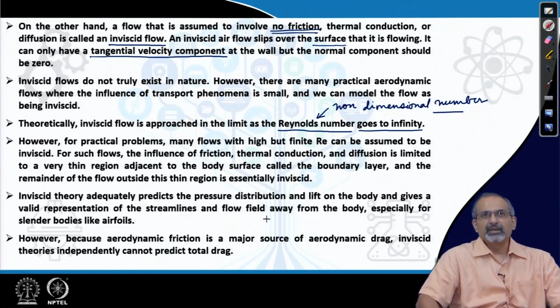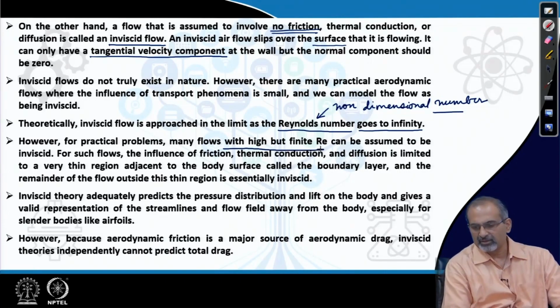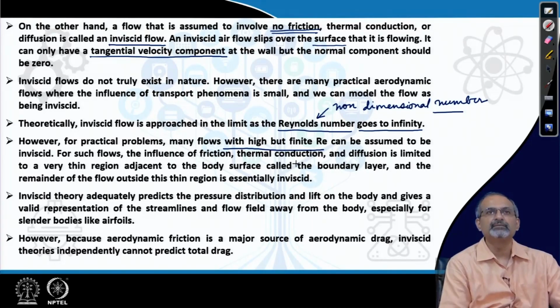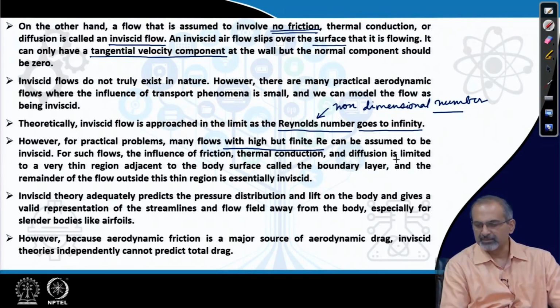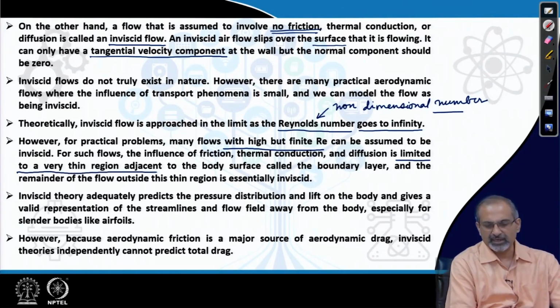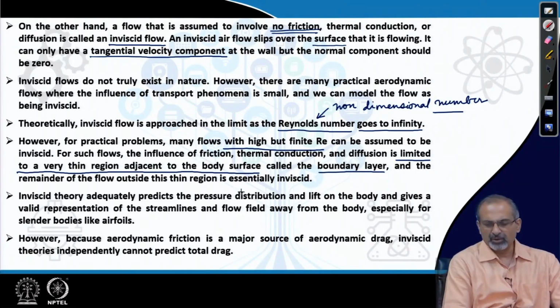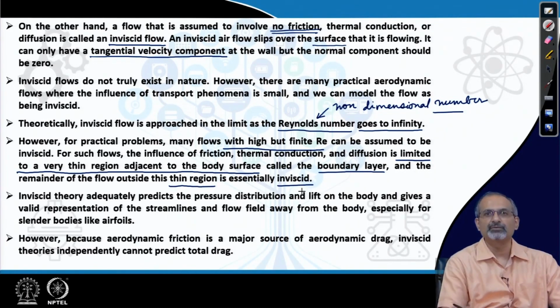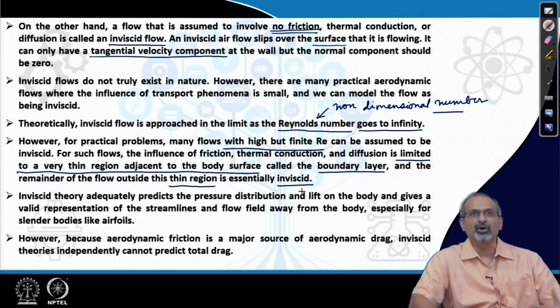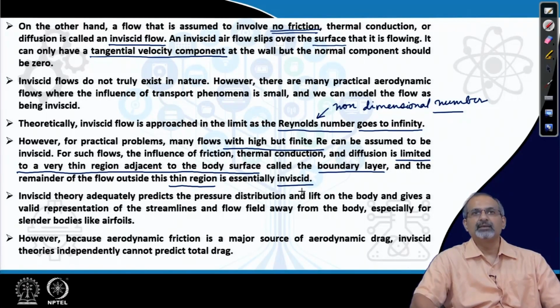For practical problems, many flows with high but finite Reynolds numbers also show nearly inviscid behavior, and therefore, the effect of friction or thermal conduction or mass diffusion is limited to a very thin region adjacent to the body surface, which is the boundary layer. We were just discussing the boundary layer a few minutes back. So, beyond the boundary layer, that is, beyond this thin region, the flow is essentially inviscid. That means once you have crossed the extent of the boundary layer, the flow that lies beyond is practically devoid of viscous effects.